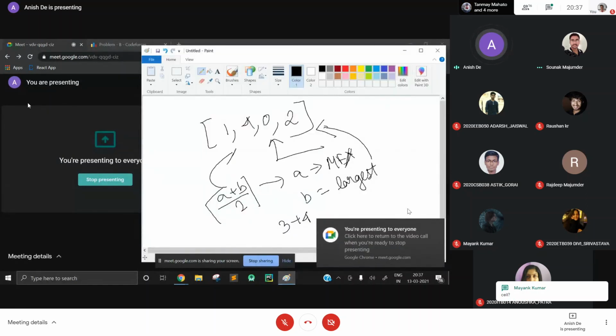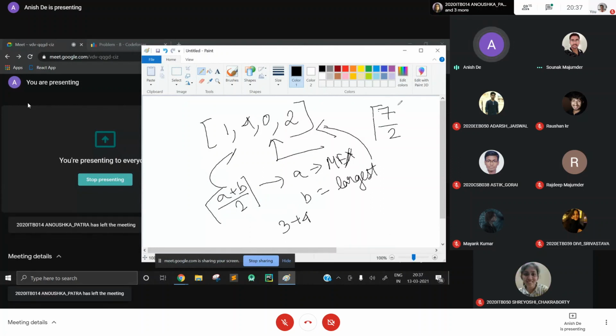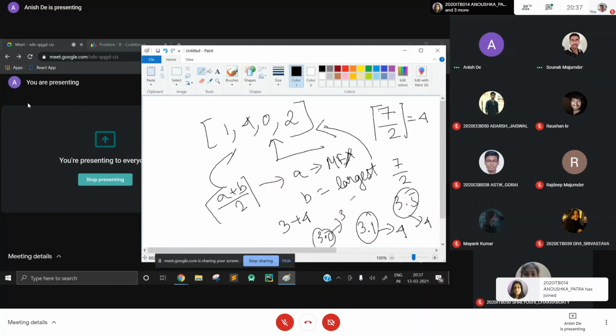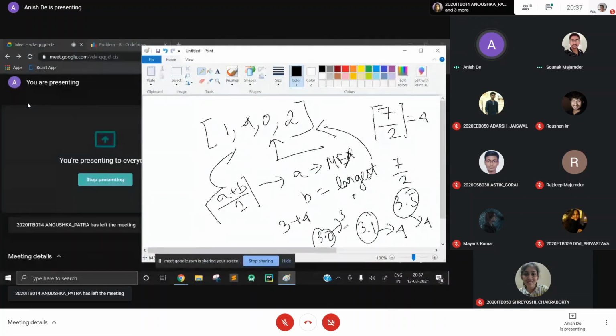So basically ceil is nothing but, for example, 7 by 2 gives 3.5, and the ceil of 7 by 2 is 4, because it is rounded up to 4. Means if a number gives 3.1, it is rounded up to 4. 3.0 remains 3. Just as it crosses 3.0, it becomes 4. Nothing else.